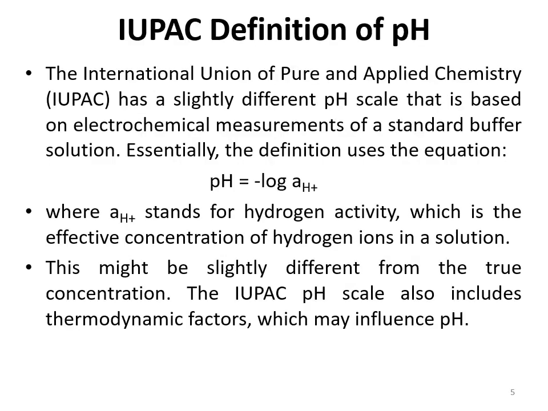IUPAC definition of pH. The IUPAC has a slightly different pH scale that is based on the electrochemical measurement of standard buffer solutions. Essentially, the definition it uses is pH equals the negative log of the activity of hydrogen, where aH+ stands for hydrogen activity, which is the effective concentration of hydrogen ions in a solution. This might be slightly different from the true concentration.